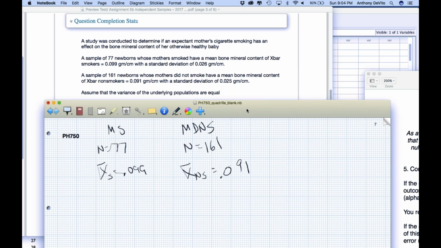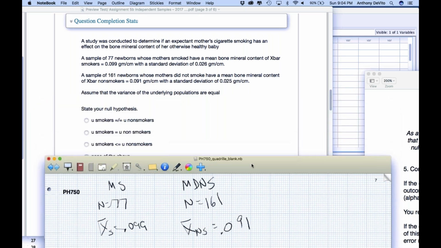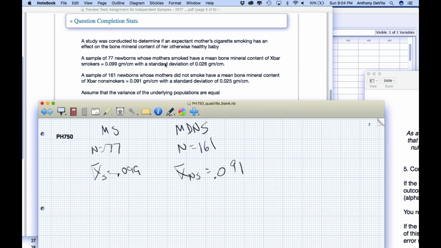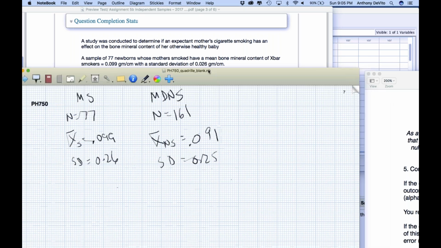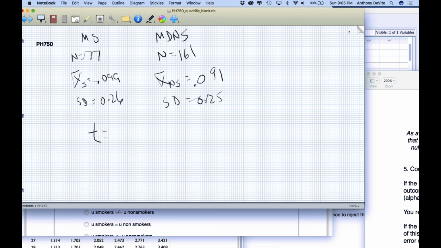Assume that the variances of the underlying populations are equal, it tells you to assume that, right? Do I have a standard deviation? The standard deviations are 0.26 and 0.25, and they're close enough that we're going to assume they're equal because one is not double the other. So now what's my t-score going to be? My t-score is x bar 1 minus x bar 2, 0.099 minus 0.091, over my standard error.